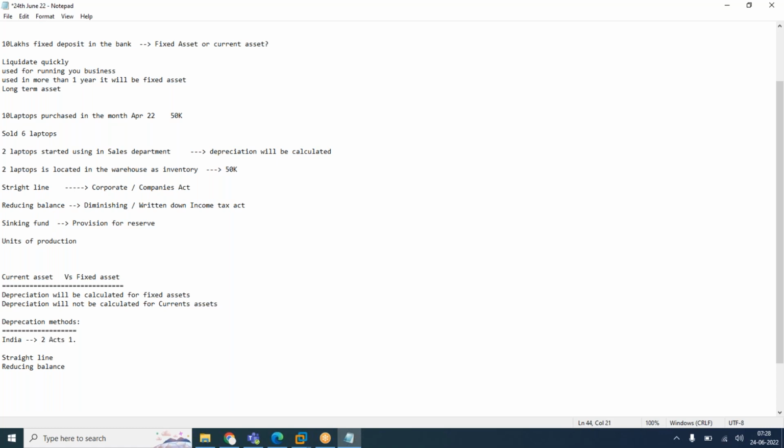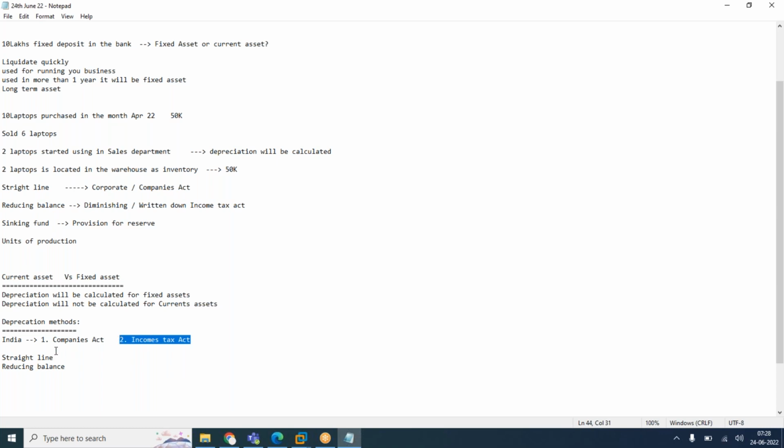One is the Companies Act, another one is the Income Tax Act. These are two government processes, government functions. The Companies Act will look at the sales related side. The Income Tax Act is against your salary, your income, your profit, on which income tax needs to be paid.